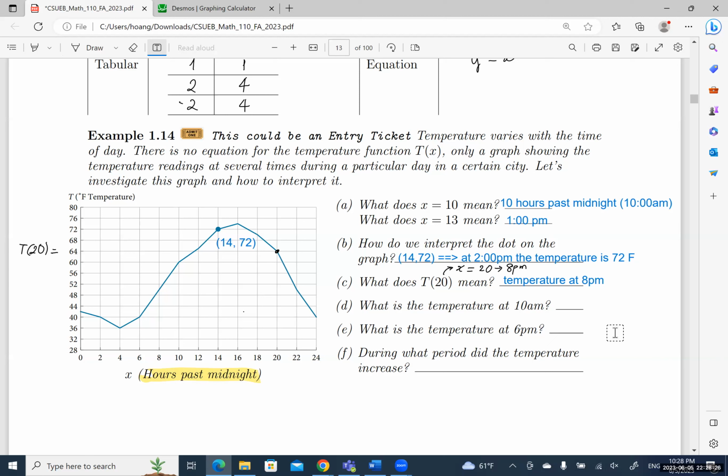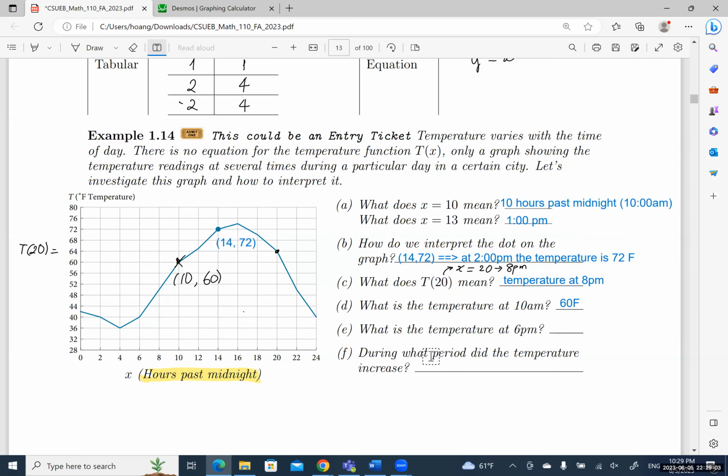So the question says, what is the temperature at 10 a.m.? Then you will just look at the 10 a.m. here, right? You will see that at 10 a.m. you have 60 as the temperature. So I will say 60 Fahrenheit.